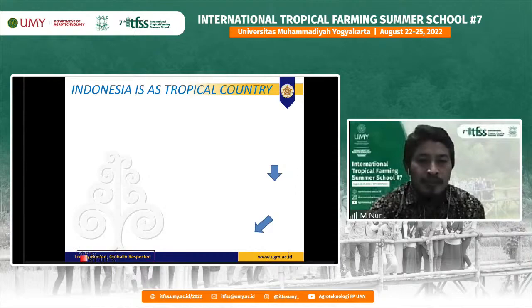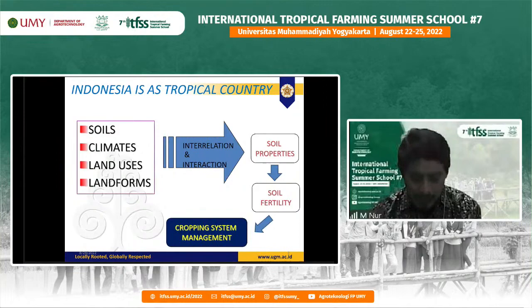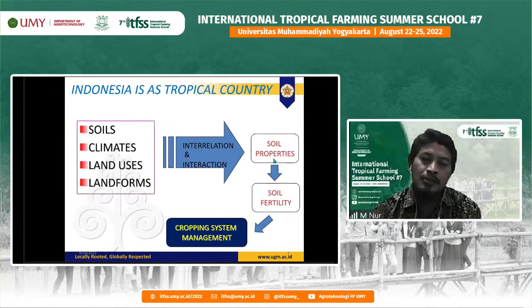First one, I think Ms. Nemi also talked about this, and also Paiko, I think. Management of cropping systems is very important, and it is related to the characteristics of the land. So I want to talk about the soils, climate, land use, and also landform. The interrelation and interaction between these determine the soil properties and soil fertility. From this soil fertility, we can manage the land and how to use it for cultivation.